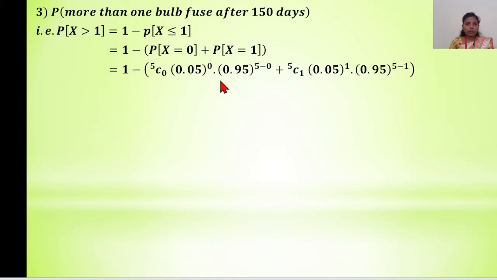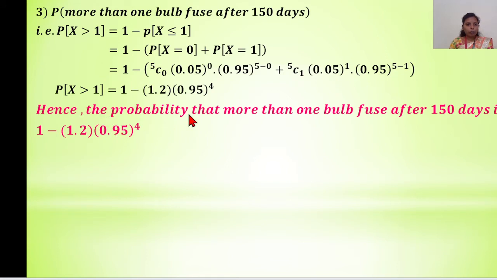nCx p raised to x into q raised to n minus x. We can put the values of n, p, q. Then the formula becomes 5C0 into 0.05 raised to 0 into 0.95 raised to 5 minus 0. Similarly, for x equal to 1, the term is 5C1 into 0.05 raised to 1 into 0.95 raised to 5 minus 1. After solving this term, we get the probability of x greater than 1 is equal to 1 minus 1.2 into 0.95 raised to 4.